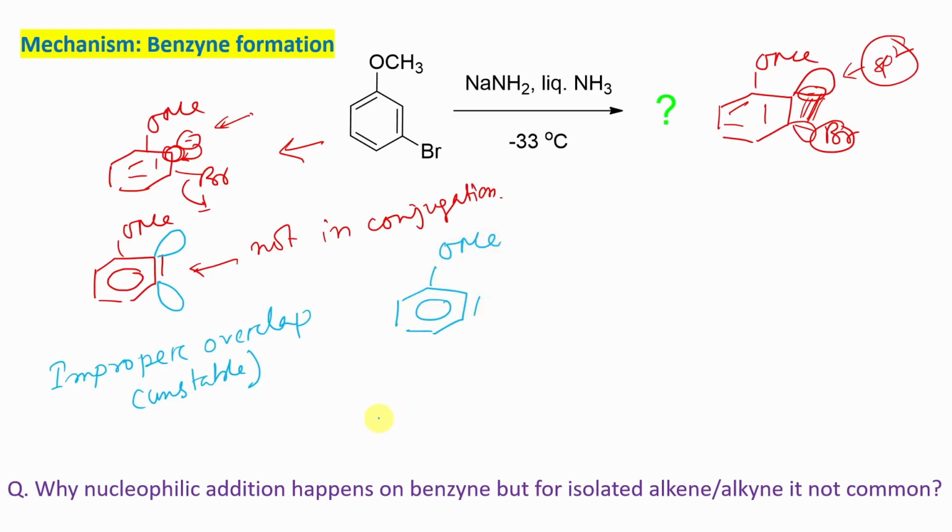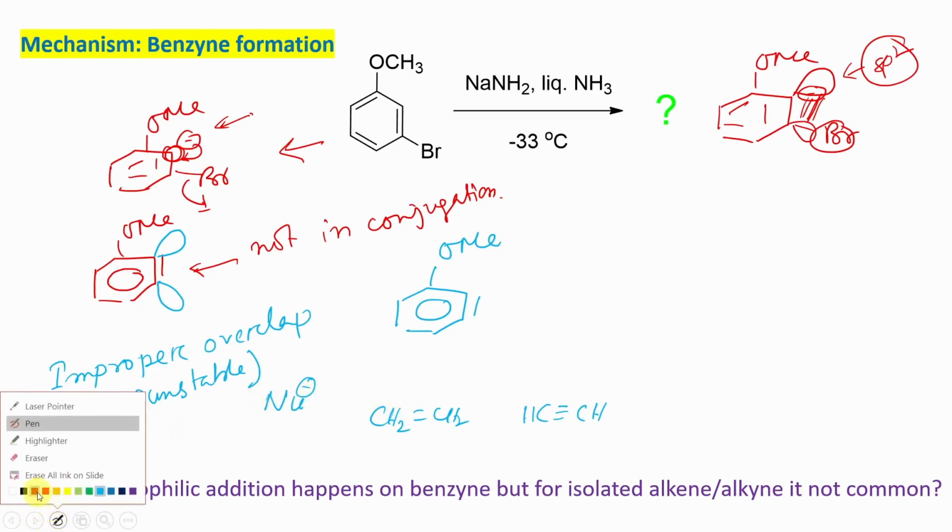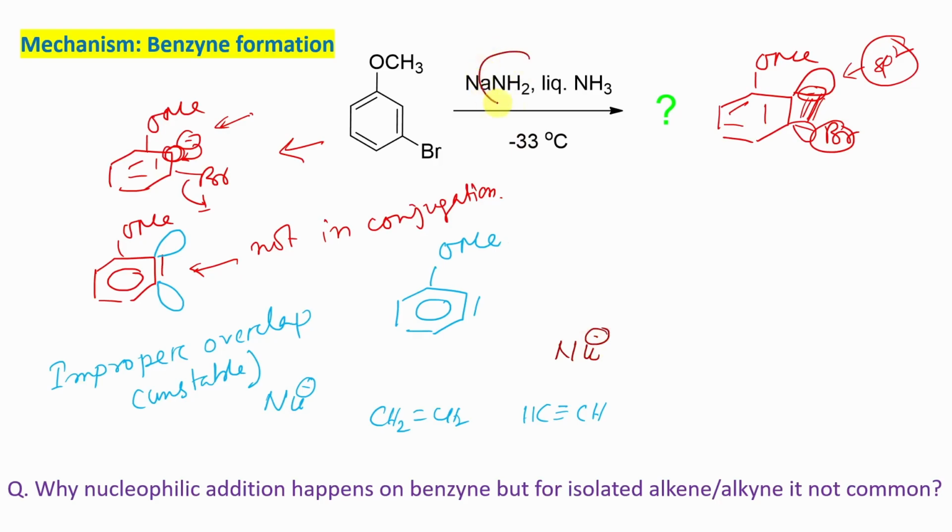Do not get confused this with a simple carbon-carbon double bond or carbon-carbon triple bond, because in a simple normal carbon-carbon triple bond, nucleophilic attack is not favored. Why? Because these pi bonds are electron rich, the nucleophile is also electron rich, so they will repel each other. But since this molecule is not that stable, the nucleophile can attack. What is the nucleophile here? Obviously this NH2. So in the first case, this NH2 acts as a base, and in the second case, this NH2 acts as the nucleophile.